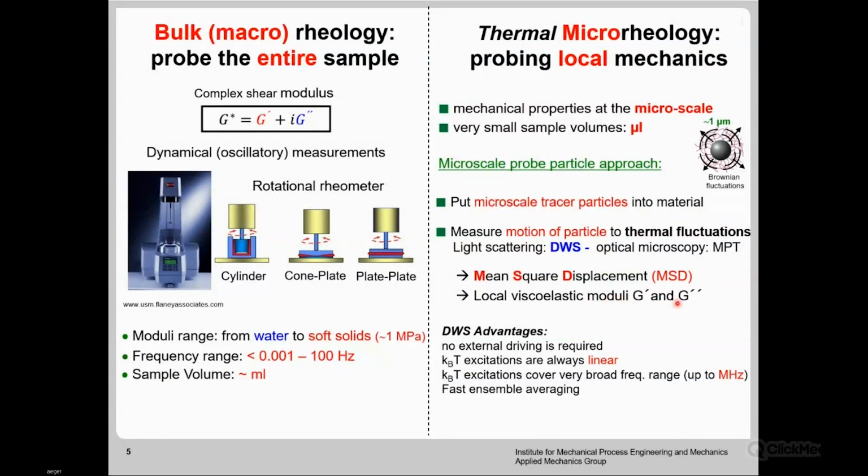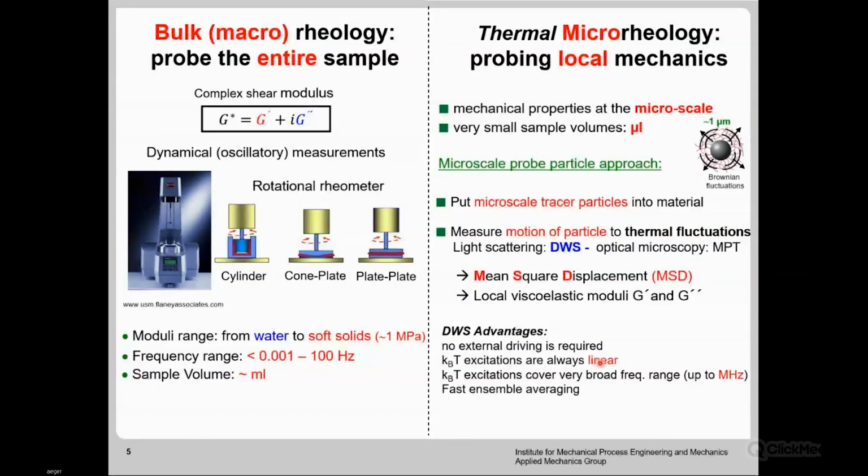So what is the main advantage of the DWS technique? First, no external driving force is required to do the measurements. Basically, only the Brownian motion is enough to measure the viscoelastic properties. And because this motion, which can be expressed in terms of the thermal energy kBT, is very low, we are basically sure that we are in the so-called linear regime. So the displacement of the particles does not destroy the structure of your sample.